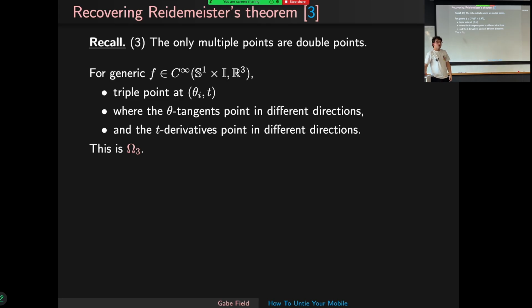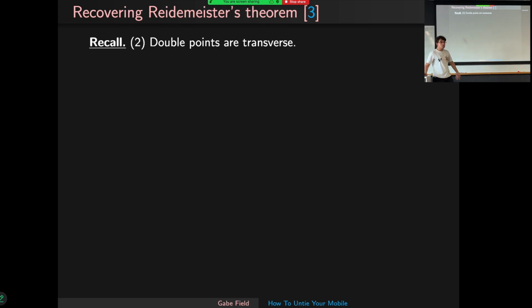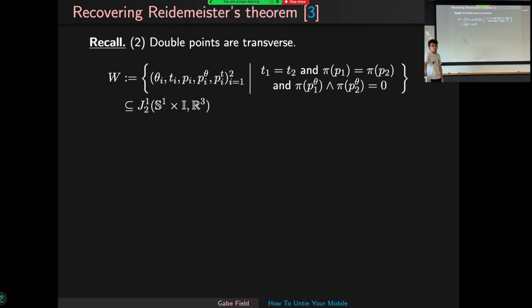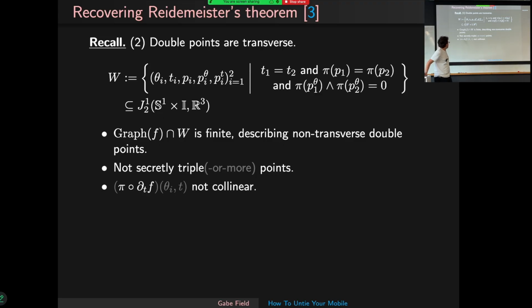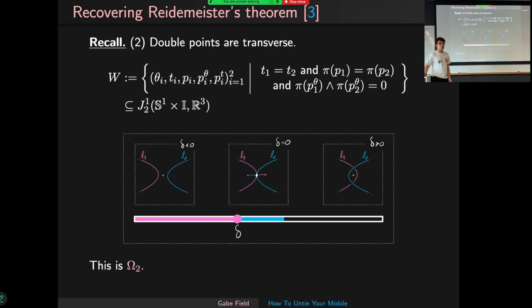Nice. For the condition 2, we can do this whole same song and dance again. This is the right submanifold to look at. The intersection is finite, describing non-transverse double points. These are not secretly triple or higher points. You would change up the manifold again, analyze dimension and codimension. And the time derivatives are not collinear, and the curvatures are different. If we draw that, this is what we get. A double point that is not secretly a triple or higher, different curvatures, moving in different ways, in different directions, sorry. Before and after, looks like a Reidemeister 2 move.